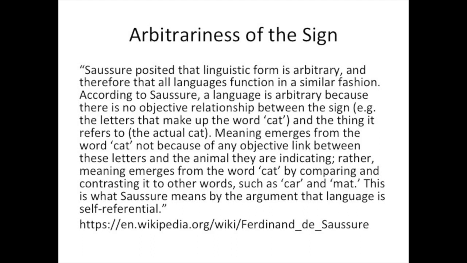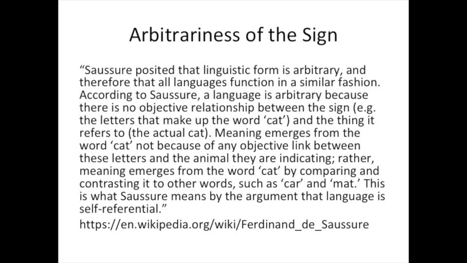According to Saussure, language is arbitrary because there is no objective relationship between the sign, for example, the letters that make up the word cat, and the thing it refers to, the actual cat. Meaning emerges from the word cat not because of any objective link between these letters and the animal they are indicating. Rather, meaning emerges from the word cat by comparing it and contrasting it to other words such as car and mat. This is what Saussure means by the argument that language is self-referential.